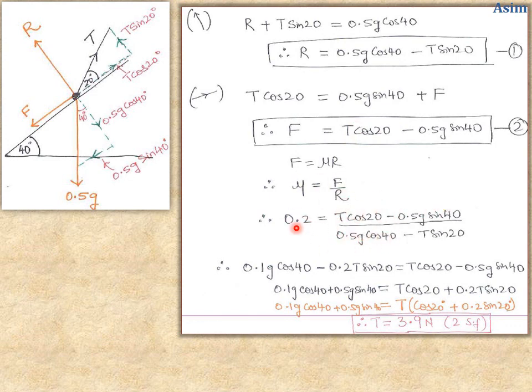And now you have an equation with only one variable, T. Cross multiply and take all the T on one side. I have taken both the T terms on the right hand side and brought all the constants without T to the left hand side. Take T common, because there is more than one term with T, so that all of this can go down in the denominator. So T will be 0.1g cos 40 plus 0.5g sine 40 divided by this entire bracket, and hence you will get T as 3.9 Newton.